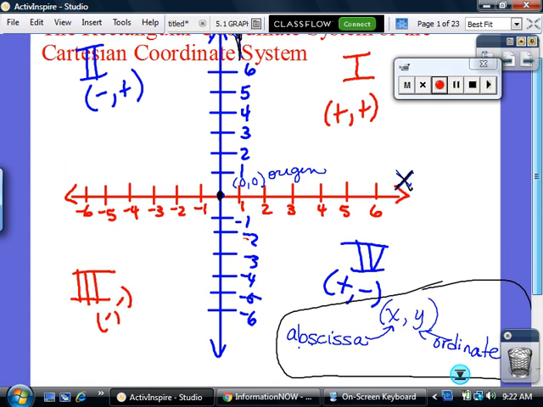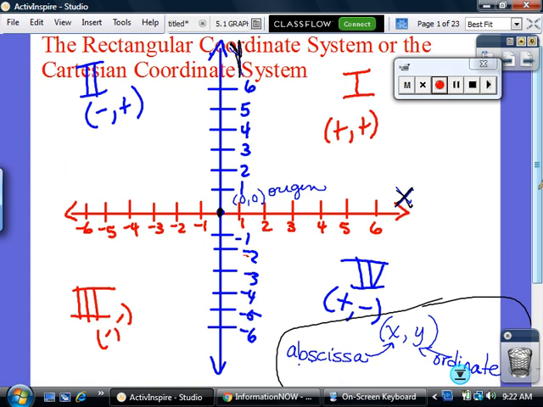Now, if I took any random point and placed it on the coordinate plane, there are 6 places that point could be. It could be in quadrant 1, quadrant 2, quadrant 3, quadrant 4. That's 4 of them. It could be on the x-axis, which is not in a quadrant. It could be on the y-axis, which is not in a quadrant. So it can be 6 places. Quadrant 1, 2, 3, 4, x-axis, y-axis.